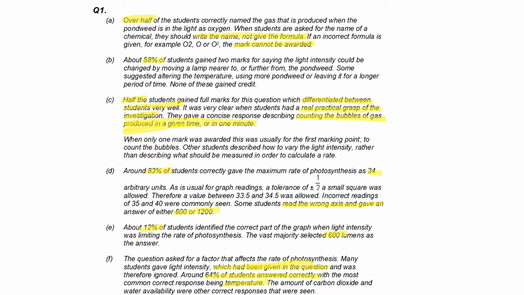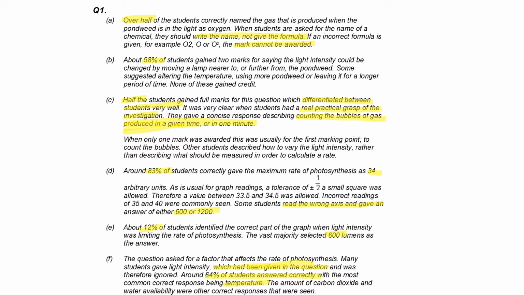For part D, around 83% of students correctly gave the maximum rate of photosynthesis as 34 arbitrary units. As usual, for graph readings, a tolerance of plus or minus half a small square was allowed. So it's a very, very small square. Make sure you use a ruler to make sure that this is accurate. Therefore, a value between 33.5 and 34.5 was allowed. Incorrect readings of 35 and 40 were commonly seen.